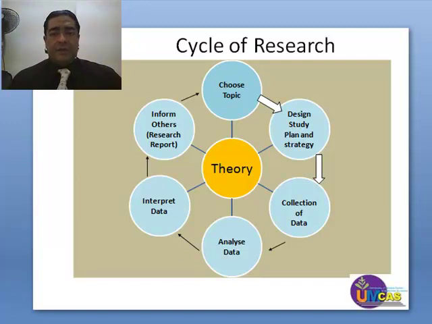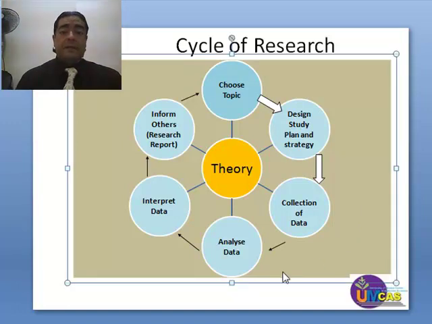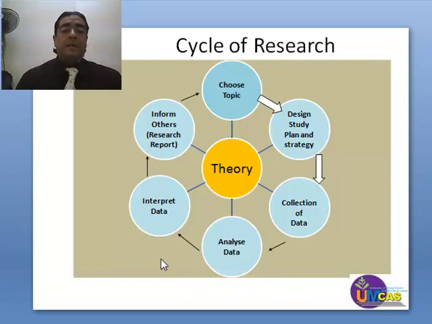A cycle of research. Research begins by choosing a topic. The second step is designing the study, plan, and strategy. The third step is collecting the data, and after that, analyzing the data. After analyzing the data, interpretation of data comes, and finally, making a research report to inform other researchers and colleagues is the last link in the chain of research. All these stages are based on the theory which we have in our proposal.